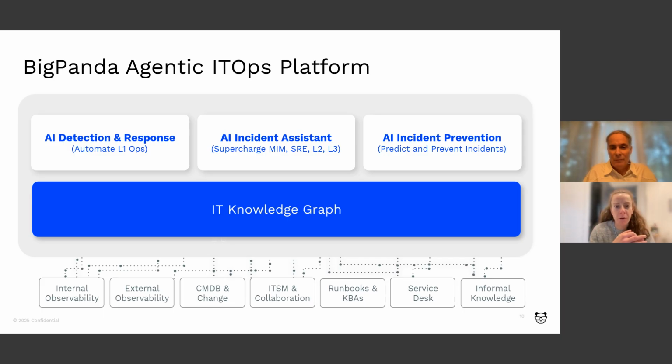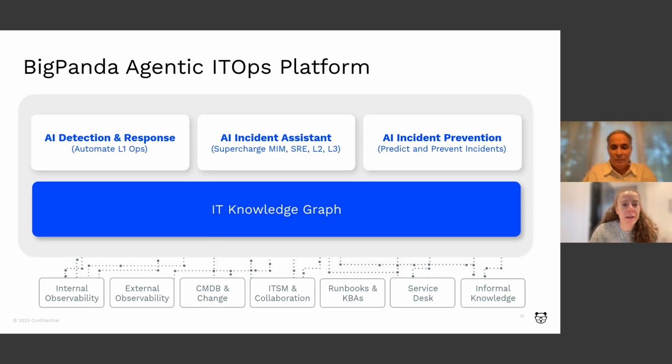whether that is automating your L1 operations in detection and response, whether you're automating your major incident management processes with our incident assistant Biggie, providing those really rich insights to L2s, L3s, SREs, or the holy grail, as we've talked about, being able to predict and prevent incidents.